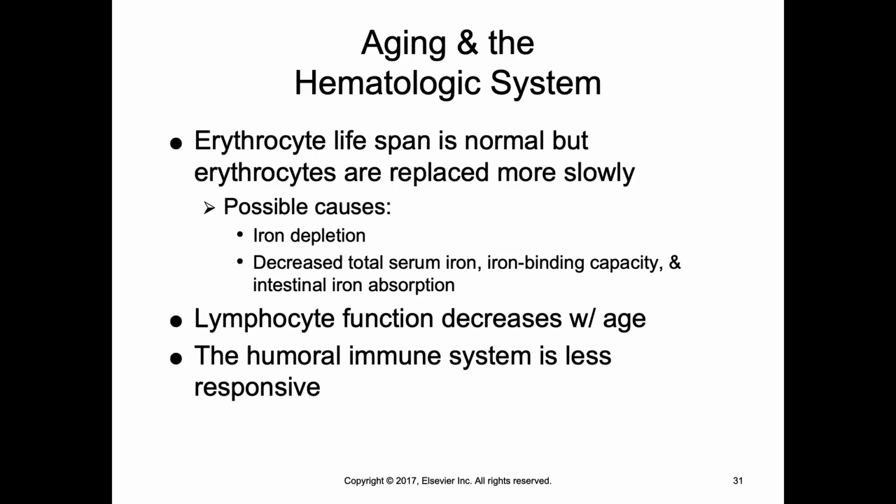Possible causes include iron depletion, decreased serum iron, iron binding capacity, and intestinal iron absorption. Lymphocyte function decreases with age as well, and the humoral immune system is just less responsive. Okay, and that's true for all our body systems as we age, basically. There's just fewer cells to do the job, so the body system is less effective.